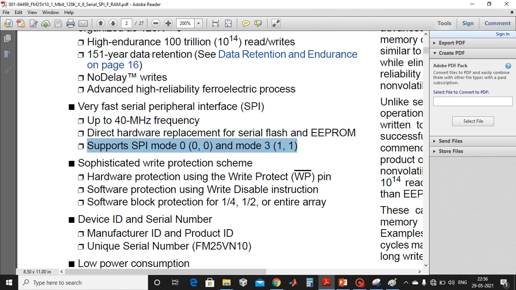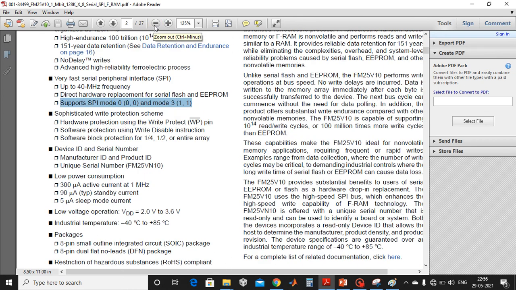But this is not there, and this information is not matching with the timing diagram. So always I suggest you to go through the timing diagram and get the correct polarity and phase information. Otherwise you will not be able to communicate with the slave device. Your slave device will not accept any data if you are configuring your master device in a mode which is not supported by the slave device.